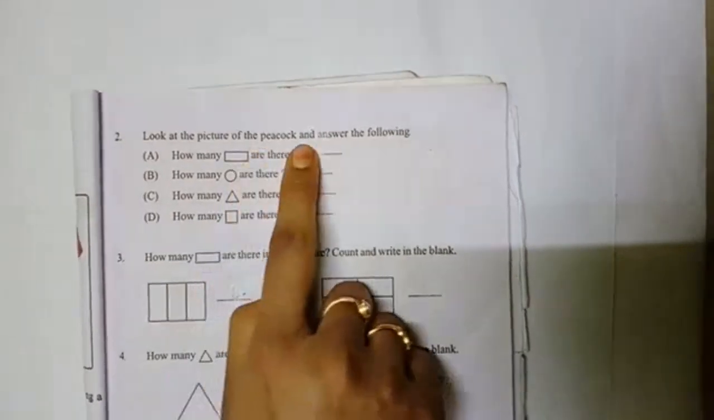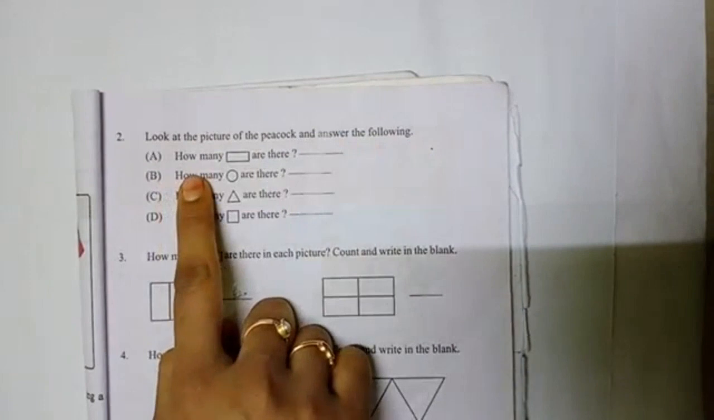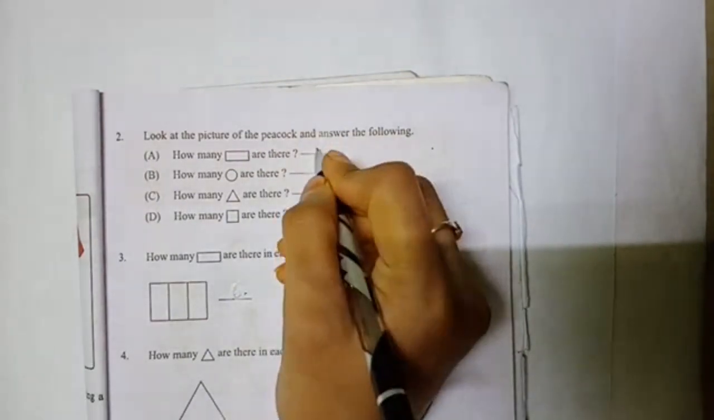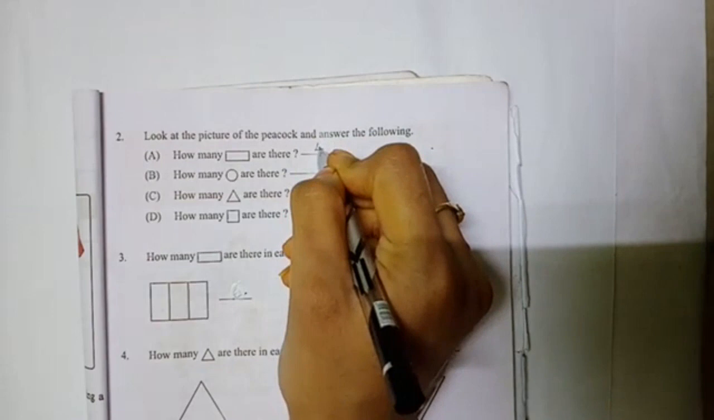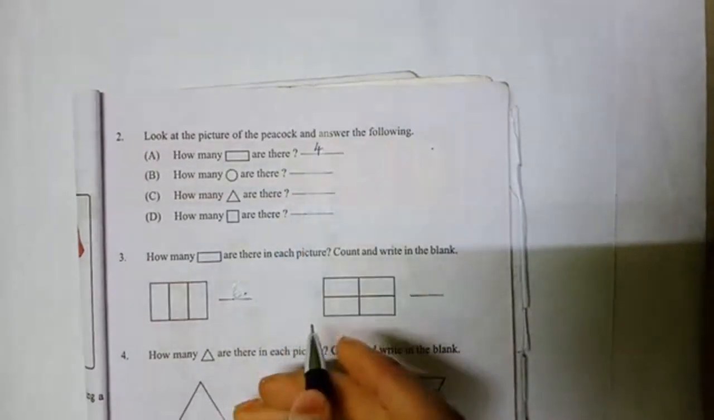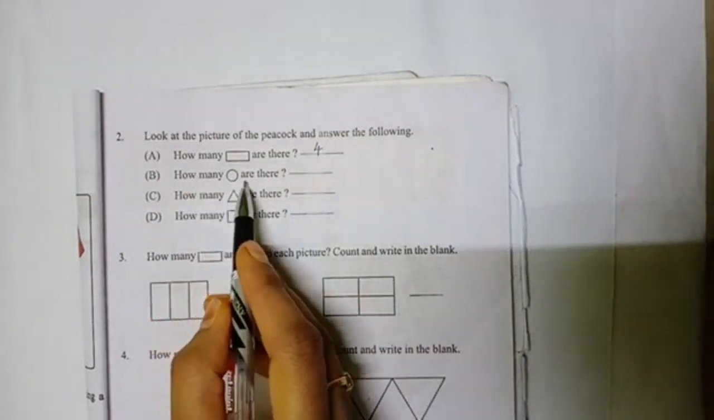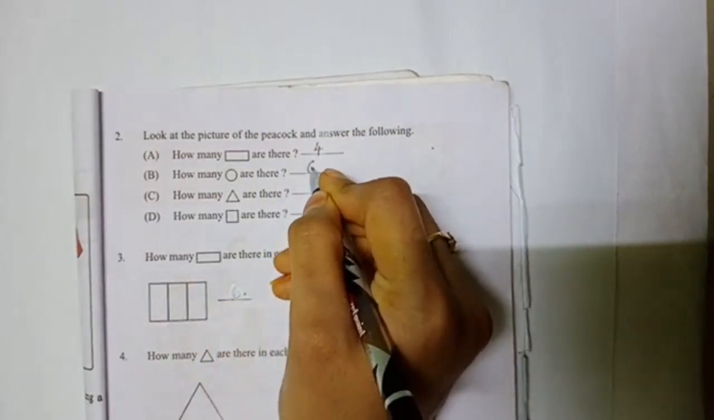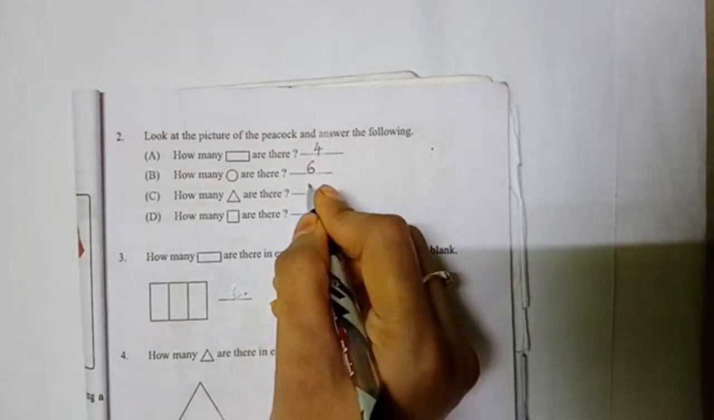Look at the picture of the peacock and answer the following. Just now, we counted how many triangles are there in the given picture. Already we counted and we wrote the answer in the page. Now, how many circles are there in the given picture? You know already 6 circles are there in the given picture.